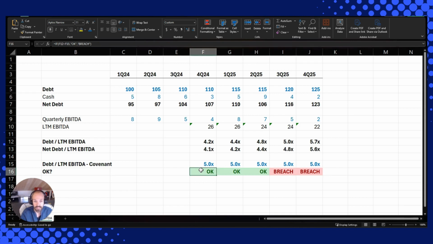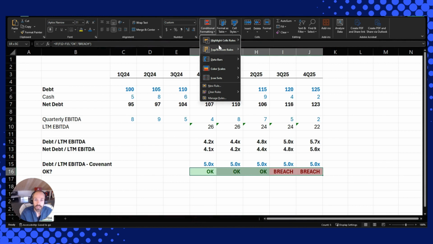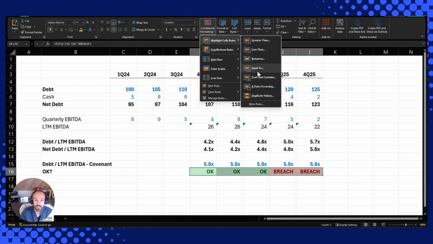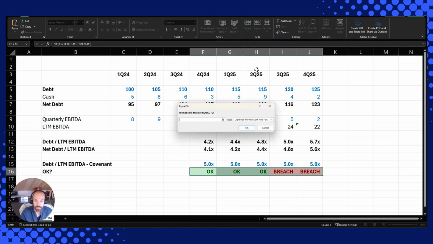Also, what I did here is the conditional formatting. It's quite nice to have conditional formatting on this type of thing, so that it really stands out whether you are in compliance or not. All I did was highlight those cells, go to conditional formatting, go to highlight cell rules, and equal to. Then you just punch in OK, and you see how it changed there, because it says if it's equal to OK, then fill it with light red. But you can change it to whatever you want. So here, if it's OK, do a green fill with green text.